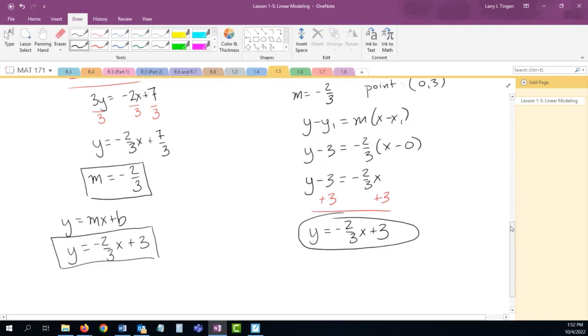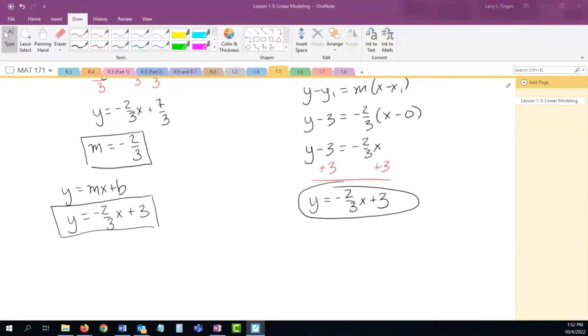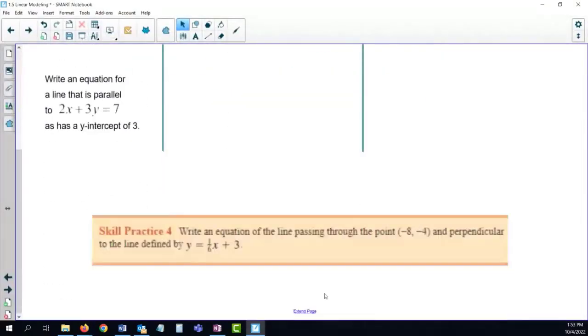All right, so that's page 2. Any questions? Everybody's agreeing, coming along, no problems? I'm going to leave one. There's a question at the bottom that asks you to find the slope, write the equation of the line passing through the point (-8, -4), and perpendicular to the line y is equal to -1/6 x plus 3.